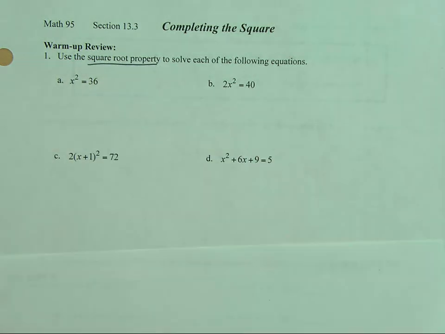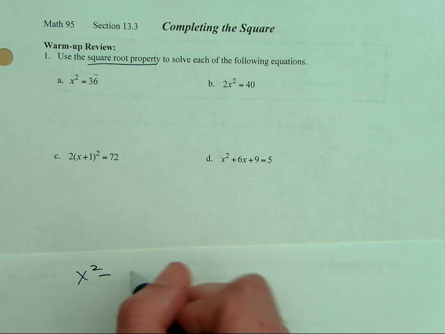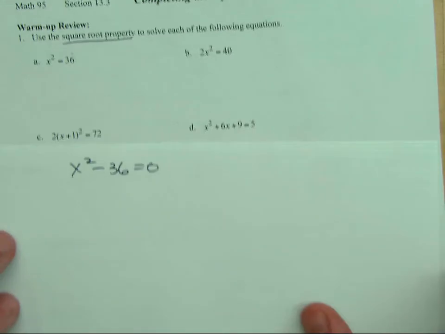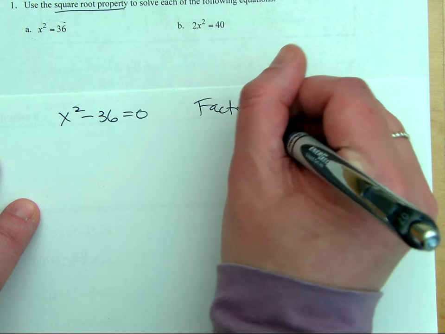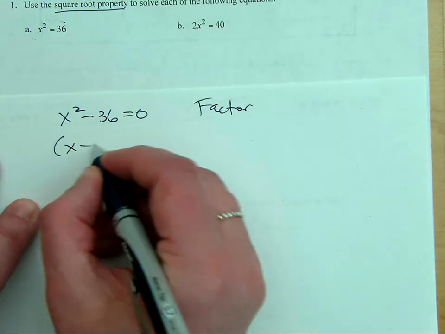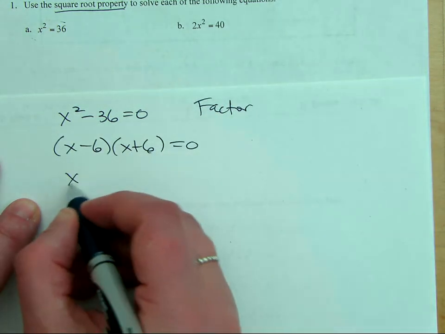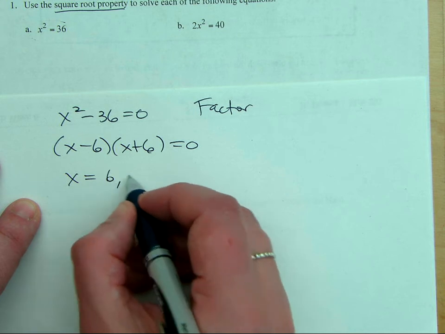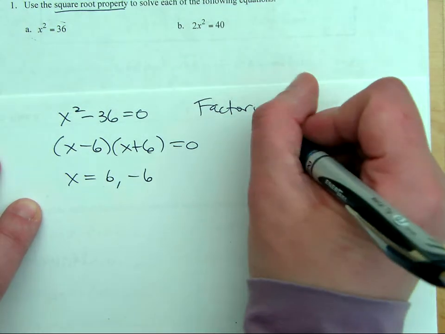So in this class earlier, we solved by factoring. And you might remember if I wanted to solve this by factoring, I could go x squared minus 36 equals 0, right? That would be solved by factoring. And how would you factor that? And so what are your solutions? x equals 6 and negative 6, correct? So that's solved by factoring.